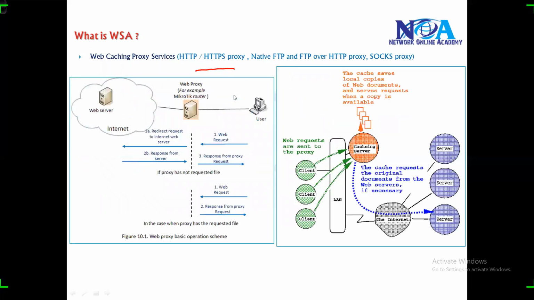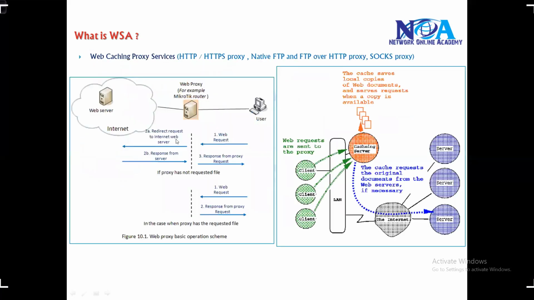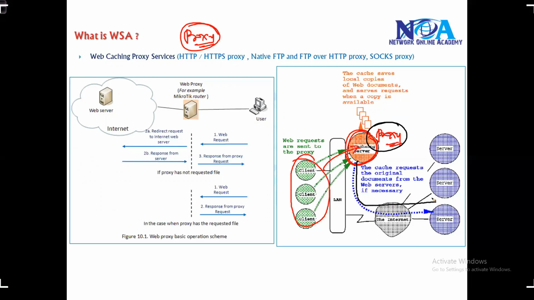Now, additionally, what it will do is provide you some web caching proxy services. The basic example of a proxy is, generally, you may have a term called proxy servers or proxies. In the proxies, what happens is the client sends a request to the proxy server or the caching server, and this proxy server forwards the request onto the internet.